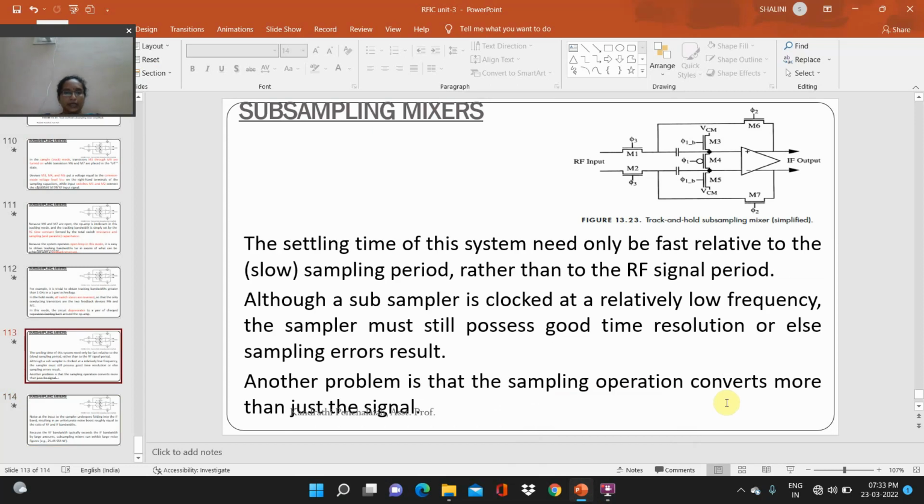So the settling time of the system need only be fast relative to the sampling period rather than to the RF signal period. Although a subsampler is clocked at a relatively low frequency, the sampler must still possess good time resolution or else sampling error results. Another problem is that the sampling operation converts more than just the signal.